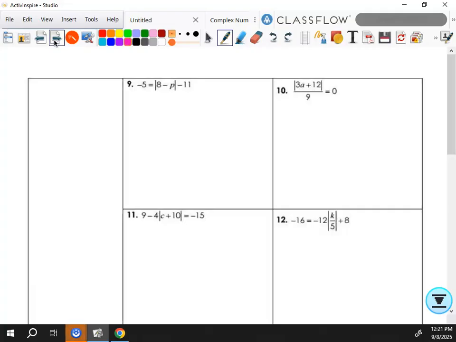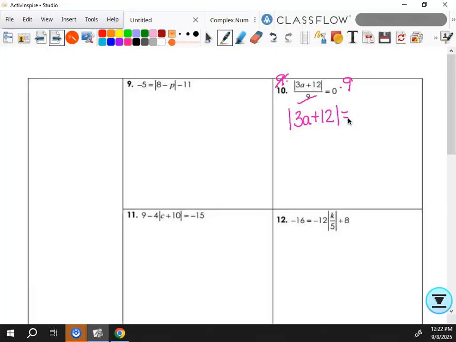Can I reduce the fraction on the left? No, because that's inside the absolute value. So what should I do first? Multiply both sides by 9. If I do that, those cancel out. It's the whole reason I did it. Absolute value of 3a plus 12.